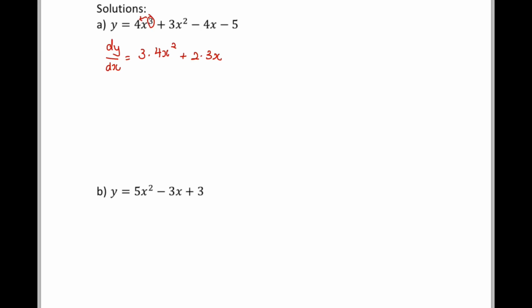And same for this, I have my negative 4x. So power 1, power 1 bring down is 1. So 1 times 4 will give me 4, and no more x because it's x power 0. So I just need to simplify this. I'll have 12x squared plus 6x minus 4. So this will be the answer for my dy/dx.